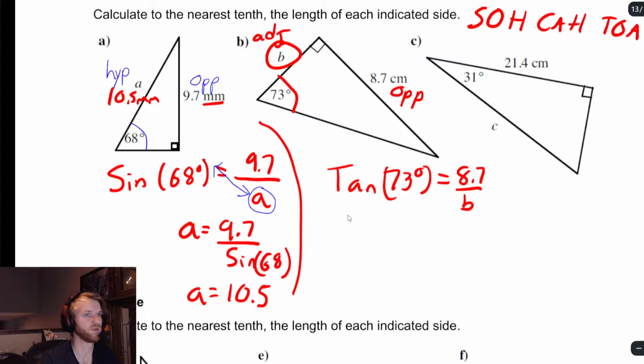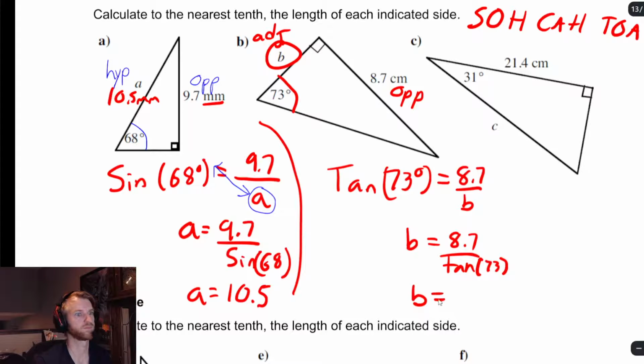We're going to do the same thing we did here. We're going to swap these two diagonal. B is equal to 8.7 over tan 73. And that's what we put into our calculator. 8.7 divided by tan 73 is equal to 2.65. So I'm going to round that to 2.7. Okay, so this side here is 2.7. And this one is centimeters long. That is this side there.